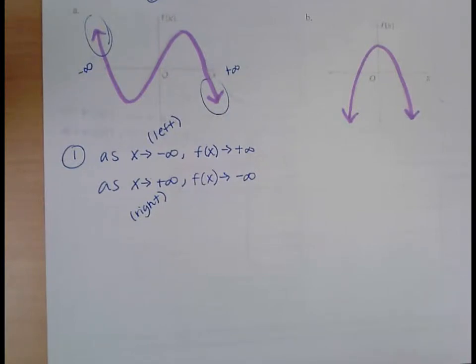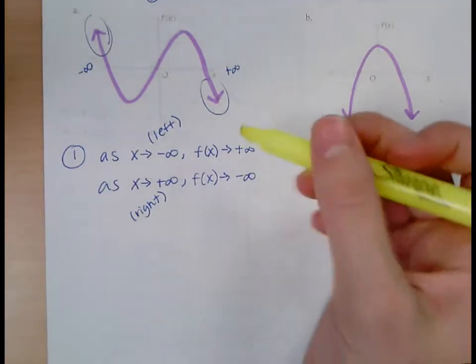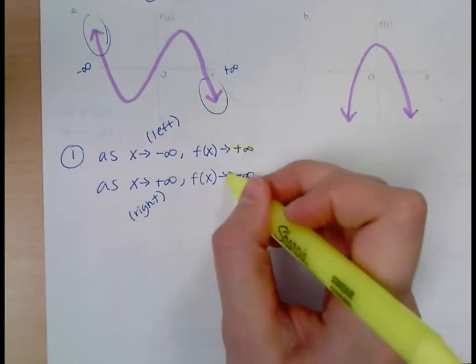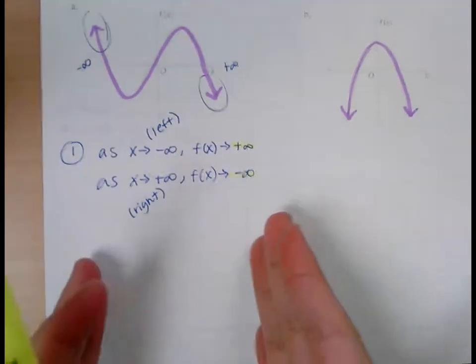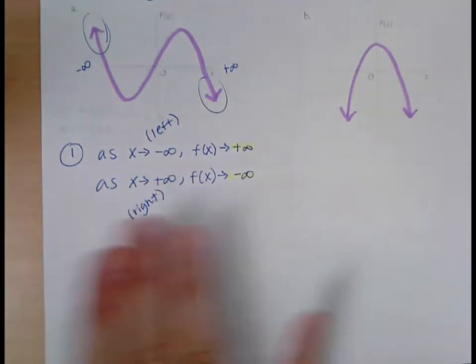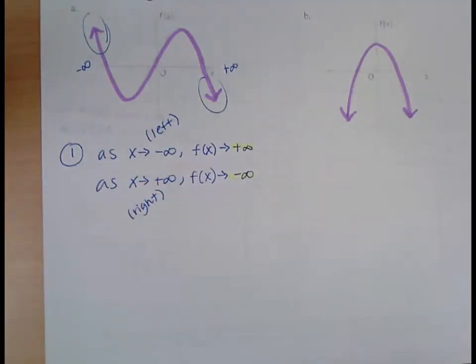Okay, so I'm going to highlight the only 2 things that will ever change from example to example. These are the only 2 things that would be different from example A to example B. Everything else, the setup would be the exact same. X always has to approach both positive and negative because those are the 2 sides of your graph, and then you say what the 2 ends of your graph are doing. Are they going up or are they going down? So positive or negative infinity. Questions on the end behavior there?